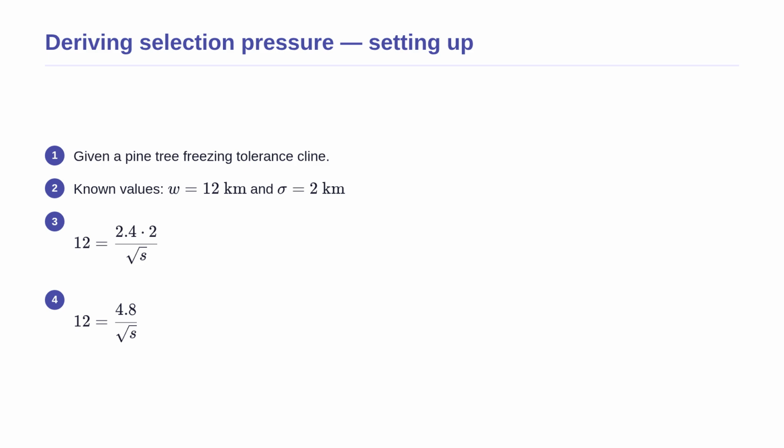The width, W, becomes 12, and the dispersal distance, sigma, becomes 2. We simplify the numerator by multiplying 2.4 by 2, which gives us 4.8. Our equation now states that 12 equals 4.8 divided by the square root of S.